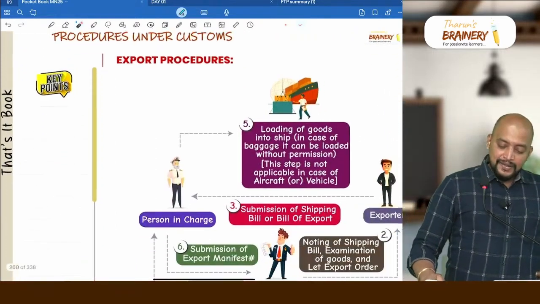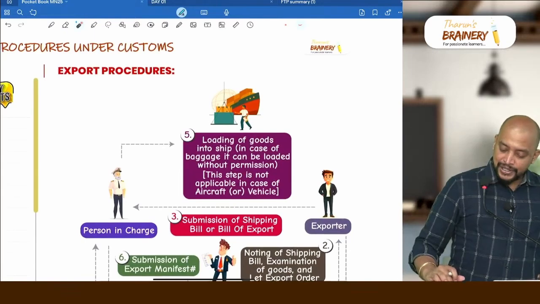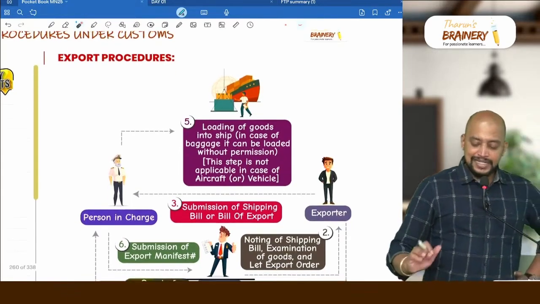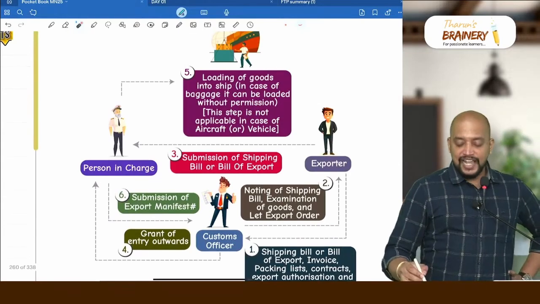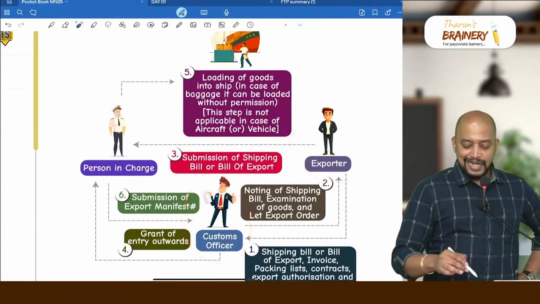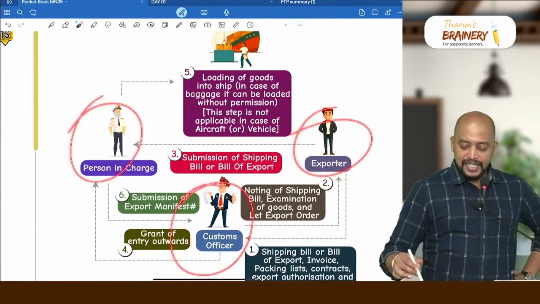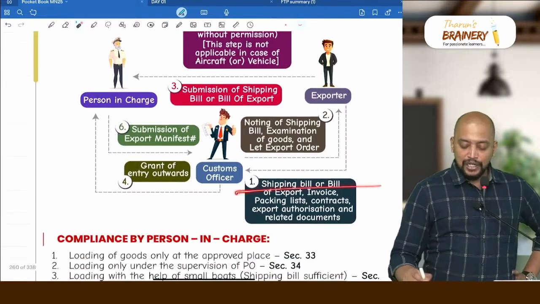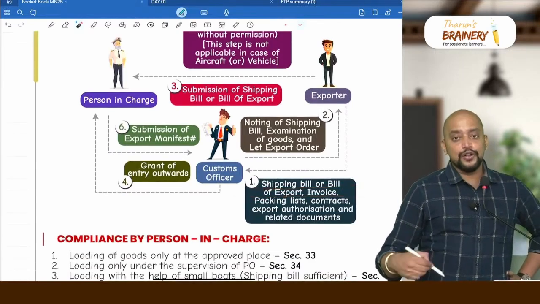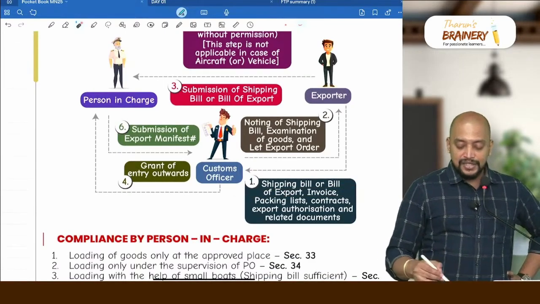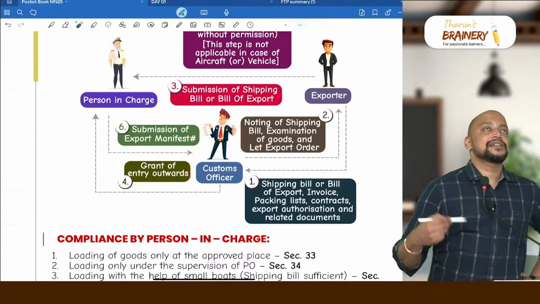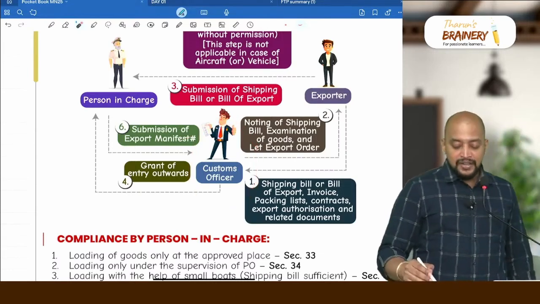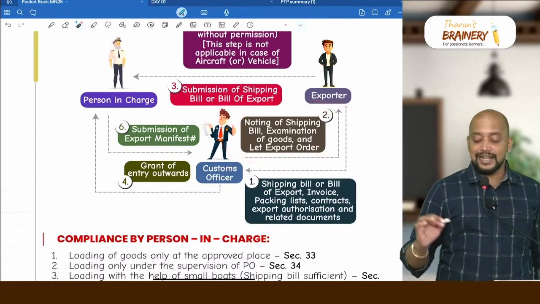Then we have export procedures. You can see here, in case of export procedures, what will happen? First, exporter, person in charge and customs officer. First, the exporter will file a shipping bill or bill of export, and he will also give all the relevant records. Based on this, the customs officer will verify the shipping bill and check whether any customs duty is payable. If customs duty is payable, he will collect the customs duty and pass a let export order.